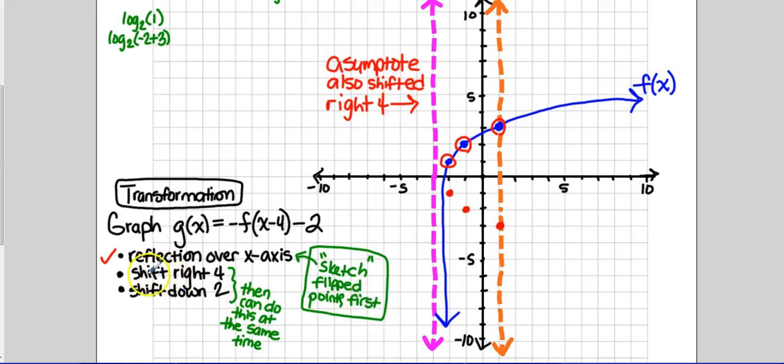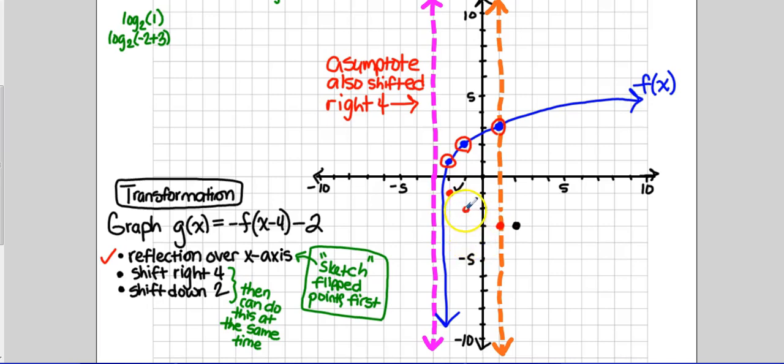Now we are going to shift right 4 and down 2. So watch. I'm starting right here. I'm going to go right 1, 2, 3, 4, and then down 1, 2. I'm going to do my new points in black. So we successfully shifted that ordered pair right 4 and down 2.